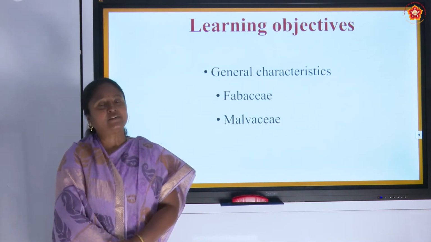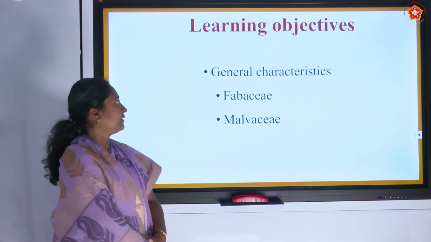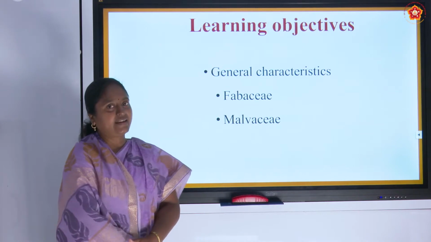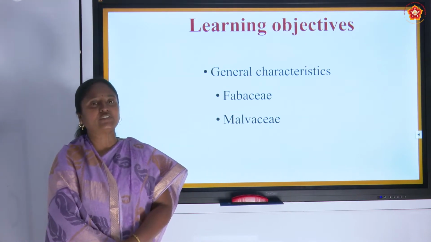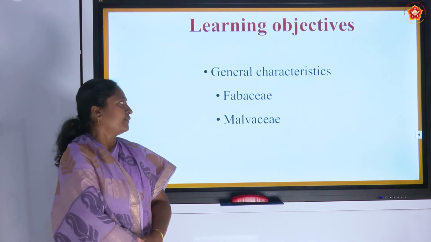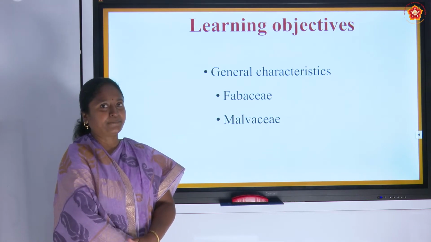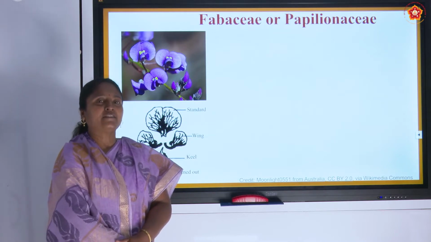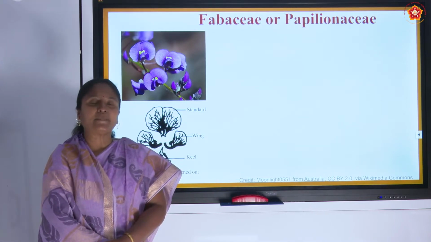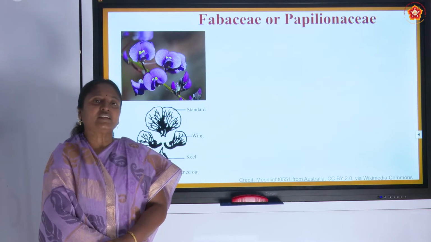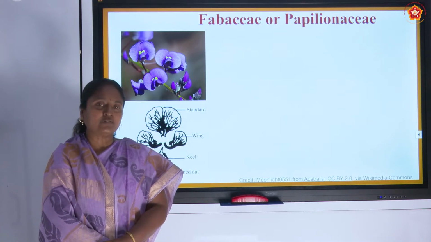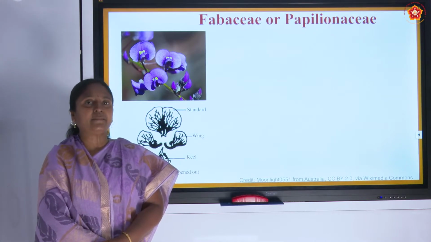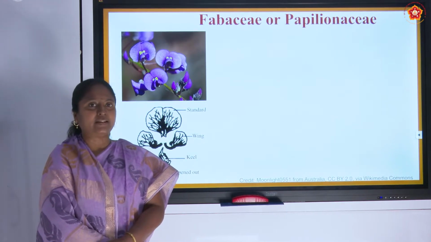The learning objective of today's class is the general characteristics of the family Fabaceae and Malvaceae, which we are going to see extensively. First we will start with Fabaceae. In Fabaceae we can see colorful flowers, and Fabaceae was otherwise known as Papilionaceae before. So, both terms are still in use, and both give the same meaning for a particular family.